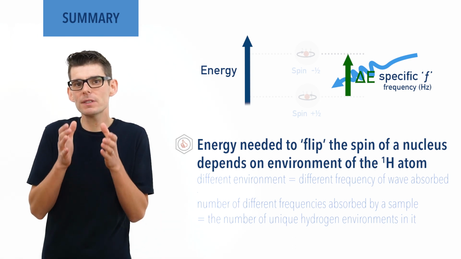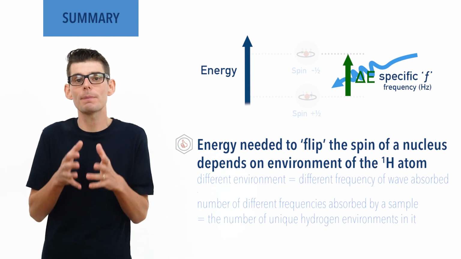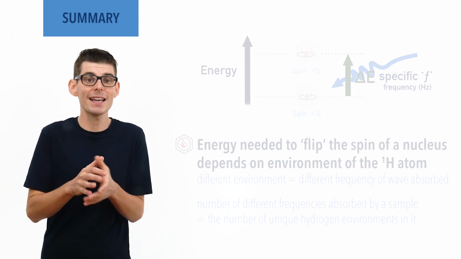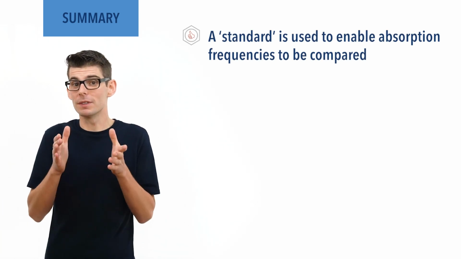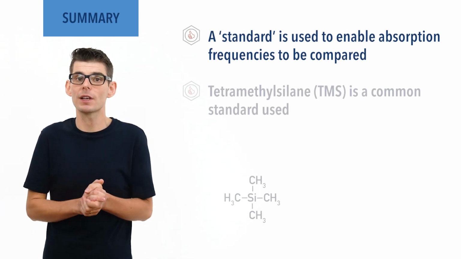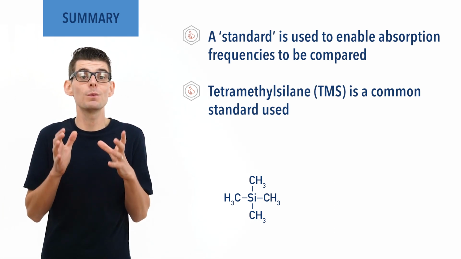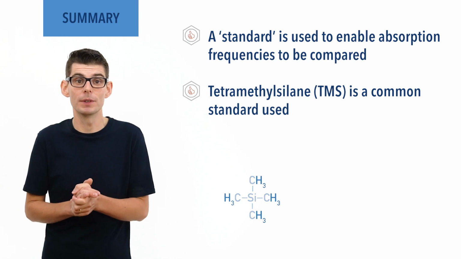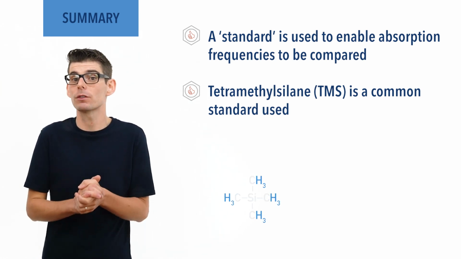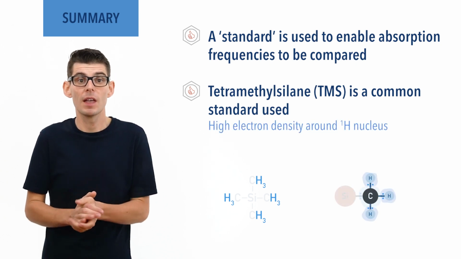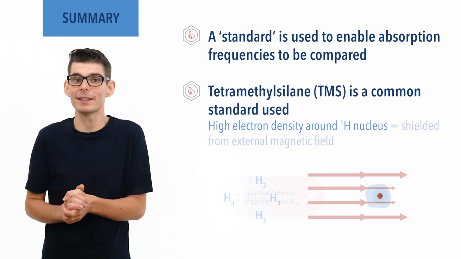It isn't the specific frequencies absorbed that are important, it's how they compare to each other, meaning a standard is used that all measurements are compared to. The common standard used is Tetramethylsilane, TMS. In TMS, there is only one unique hydrogen environment, and the protons of each hydrogen atom have a relatively high electron density around them. This high electron density shields the nucleus from the external magnetic field.